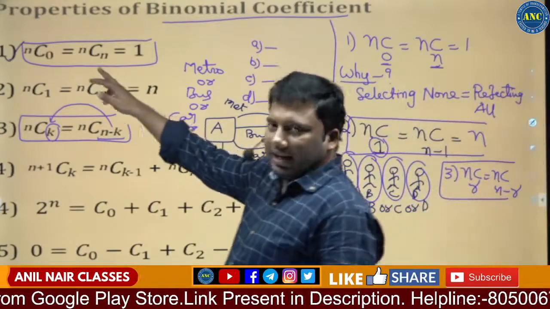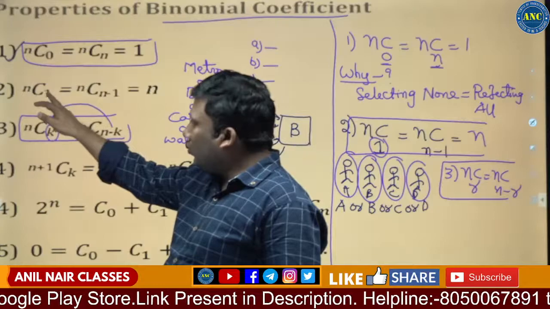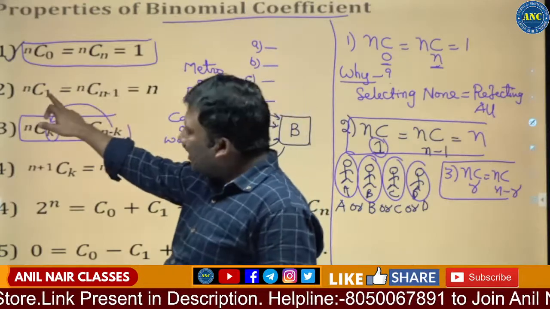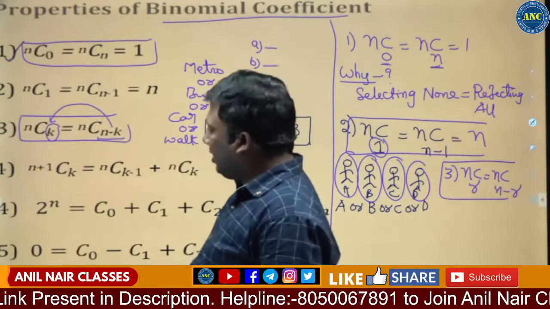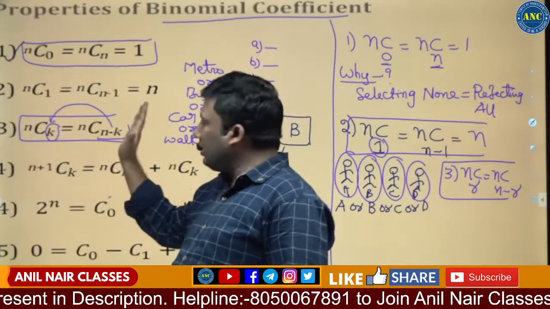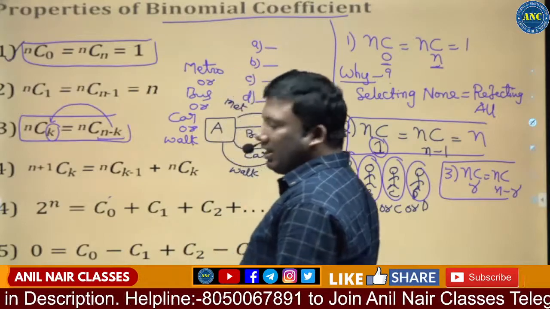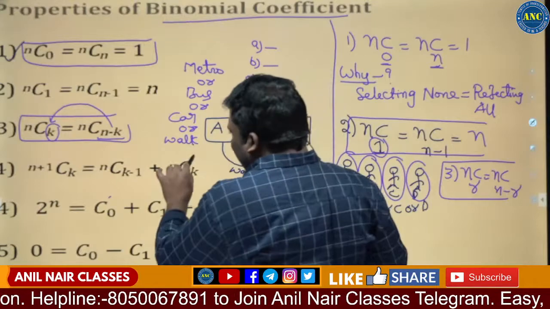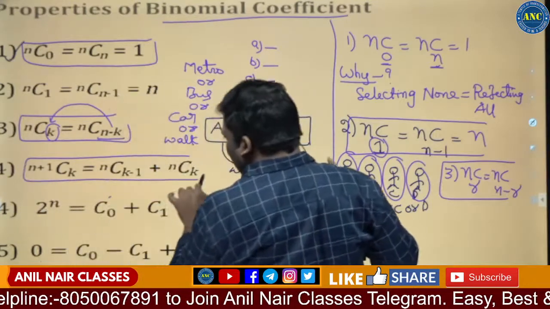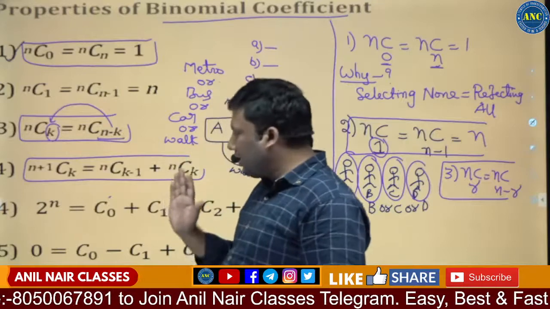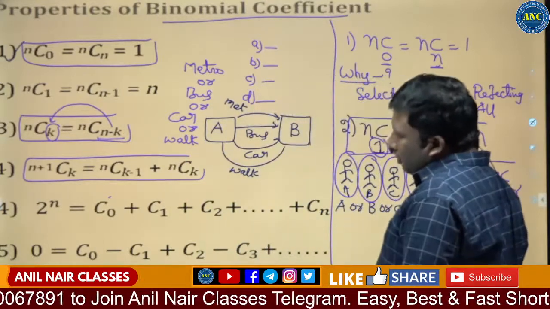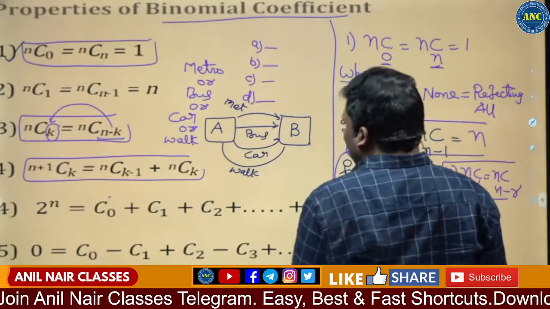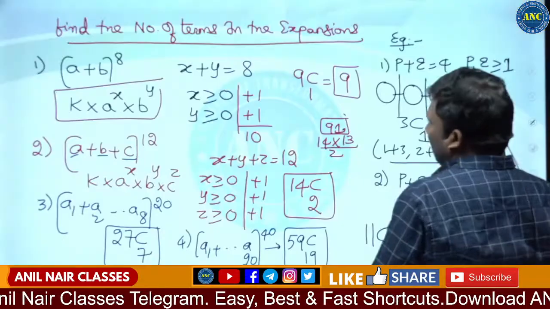Not selecting any is rejecting all. Selecting one can be done in n number of ways. Selecting 1 is rejecting n minus 1. Selecting k is rejecting n minus k. I hope these are clear. These are very, very important properties. I will come to them when we are discussing some integral solutions. Fourth property: 2 power n is equivalent to nC0 plus nC1, plus nC2 and so on. Okay, now I will write it down here.